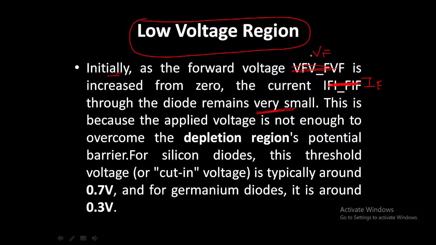Initially, as a forward voltage Vf is increased from 0, the current If through the diode remains very small. Okay, initially the current is very small. This is because the applied voltage is not enough to overcome the depletion region's potential barrier. We have discussed in our previous session, right? Threshold voltage, or barrier voltage.